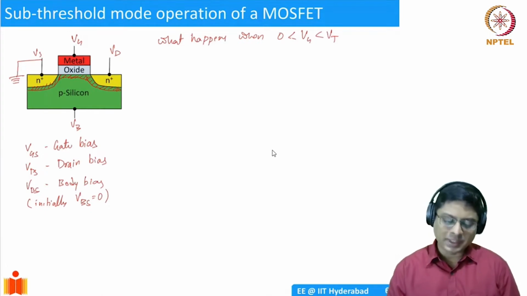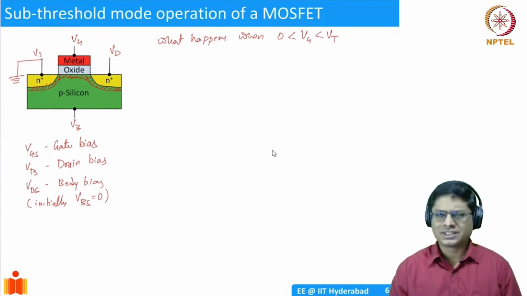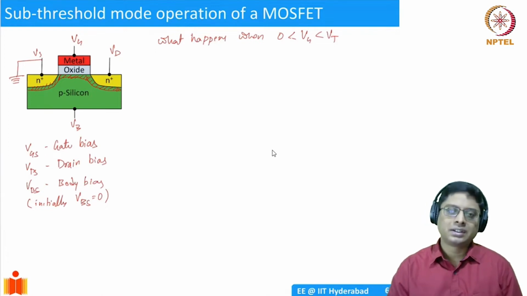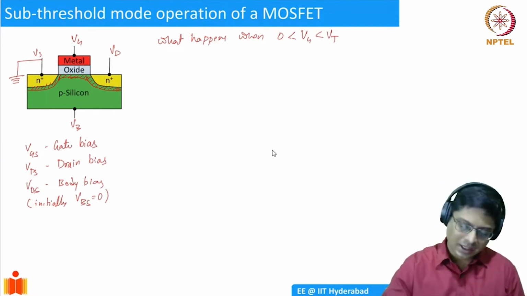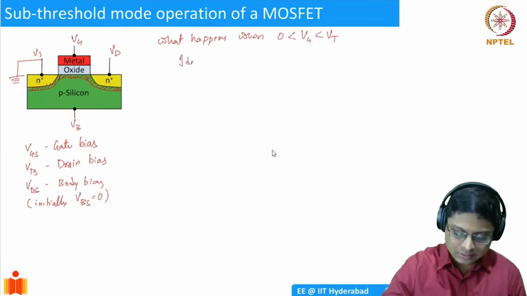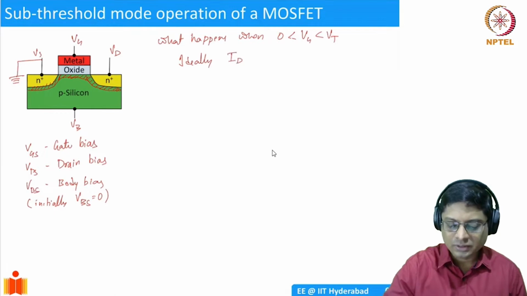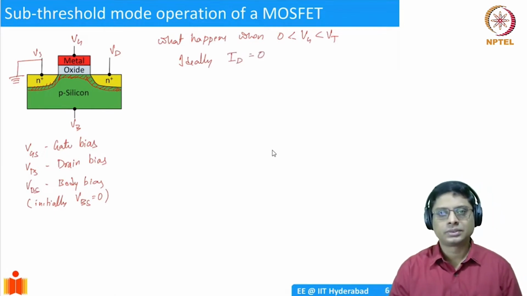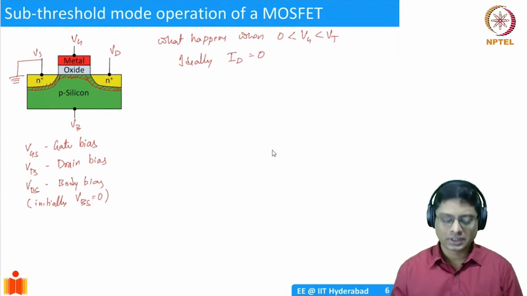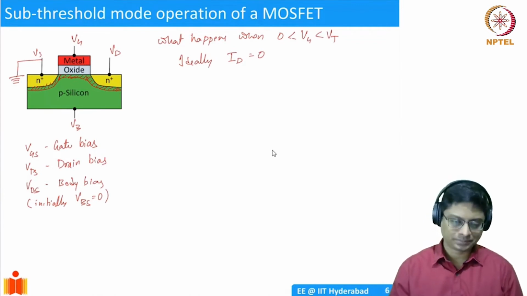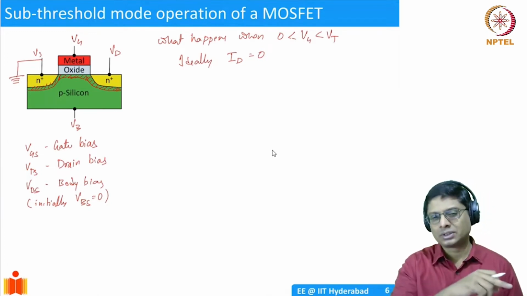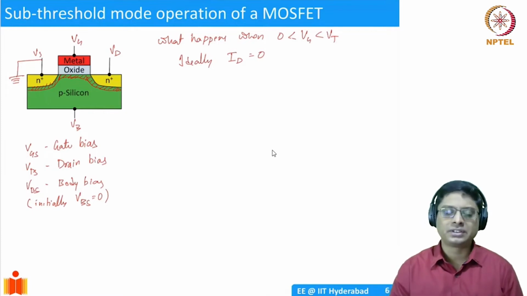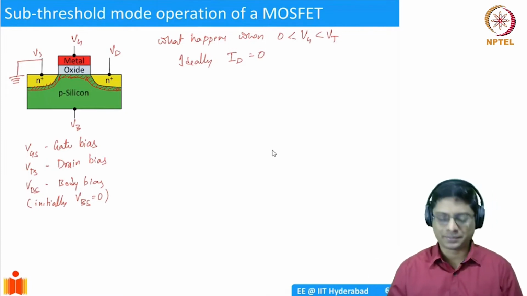So now what do we expect in this voltage regime? Well, there is simply depletion, but there is no inversion charge. So there is no connection between the source and the drain. Do we expect any current? Well, ideally, ID equal to 0, because VG is less than VT. But what happens practically? To understand that, we have to understand how the current flows between the source and the drain, and we will do that by drawing a band diagram.